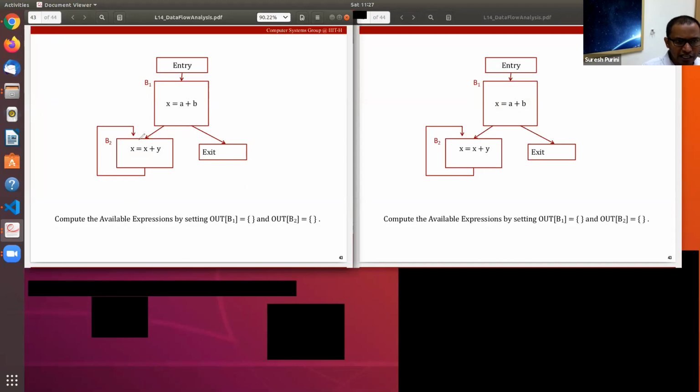So if you look at this program point P, the expression A plus B is available. But if you start with an underestimate, then we will end up computing that the expression A plus B is not available at the beginning of the basic block. In this particular example, it's not really a big deal because we are not losing out on any optimization opportunity.